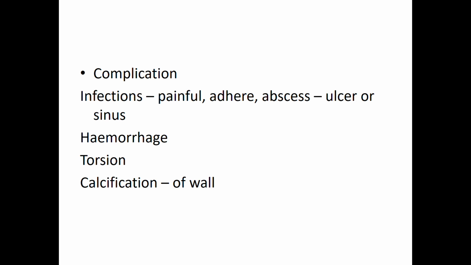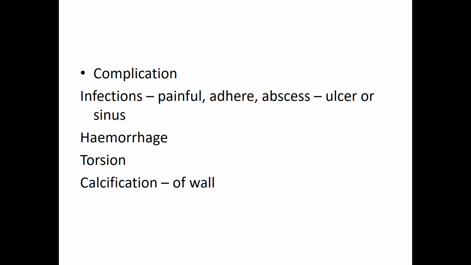Next is torsion. Now, you know what torsion is? Basically, it's twisting, and because of that there can be certain problems. This is usually seen in ovarian cysts. The next complication you can anticipate is calcification of the walls. This doesn't happen in a short time; it is seen in long-standing cysts. The most common examples are the hydatid cyst and cysticercosis, so mostly parasitic cysts, or cysts caused by parasites.